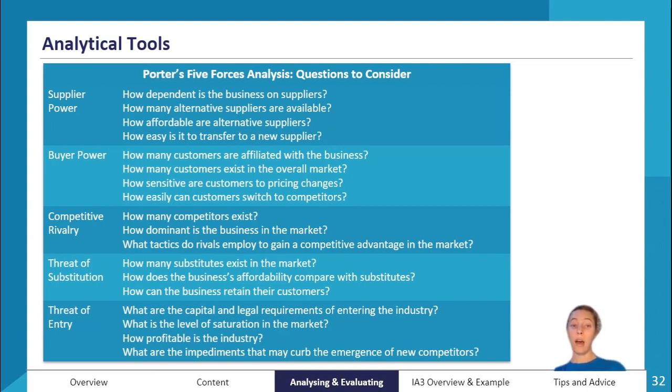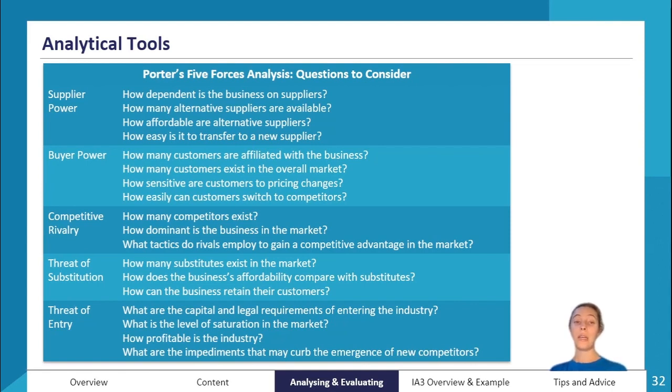How sensitive are customers to pricing changes? That's a big one that we're seeing with the cost of living. And so buyer power would mean if customers have the ability to influence the way that businesses are pricing their goods. So they could be boycotting the business and trying to get them to reduce prices that way. They could be taking legal action and things like that.